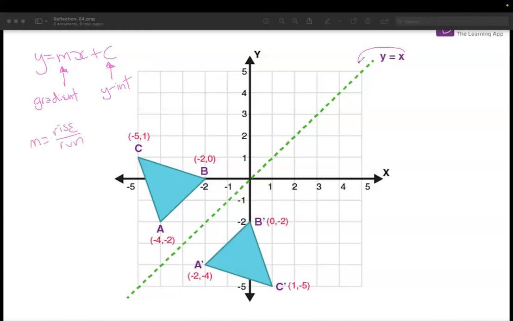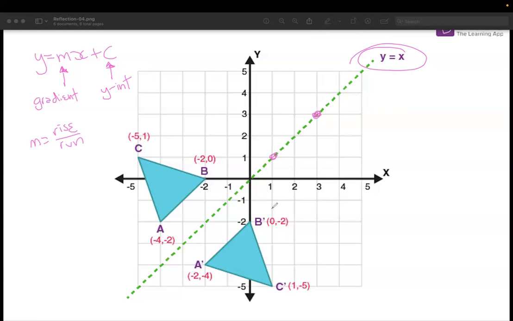Now, this one's already given to us. So they're telling you the reflection line is y equals x, right? If y is 1, x is 1. If y is 3, x is 3. So this is just y equals x. That is the reflection line of the shape.